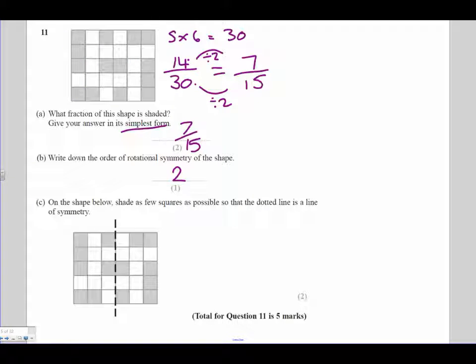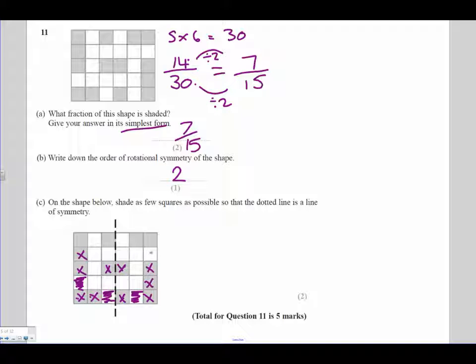Part C. On the shape below, shade as few squares as possible so that the dotted line is a line of symmetry. So on a line of symmetry, what's on one side needs to be reflected onto the other. So providing there is a square the same distance from our line of reflection, so 1, 2, 3 squares away, 1, 2, 3, these two match up. This one, however, does not match up with this one, so we need to shade it in. This one needs to match with this one, so it needs to be shaded in. This one here needs to match up with this one, so it needs to be shaded. This one matches with this one.